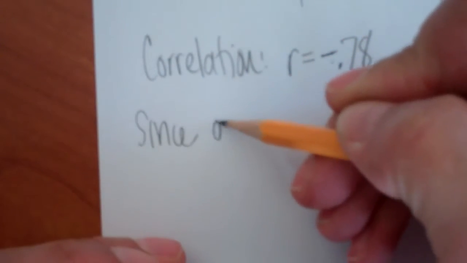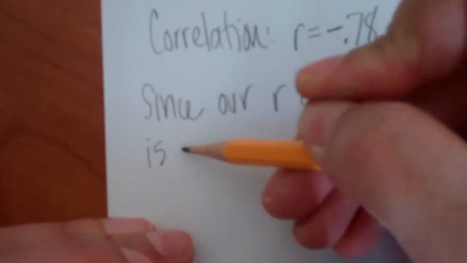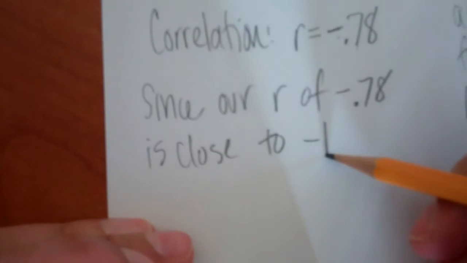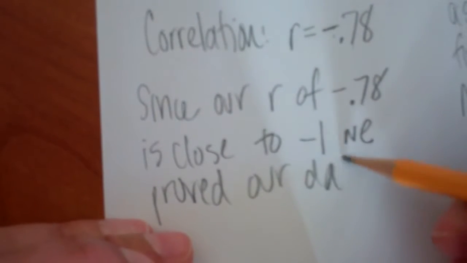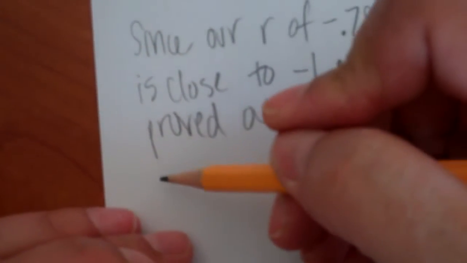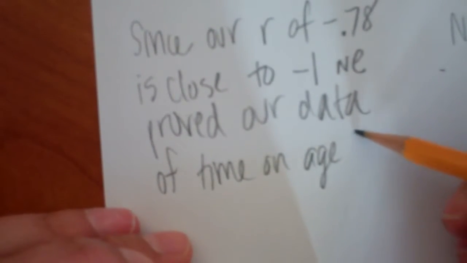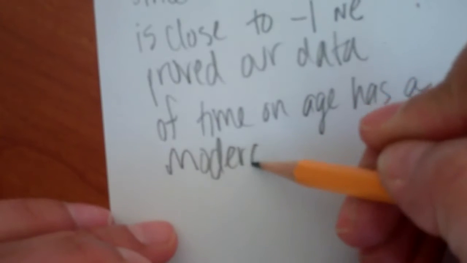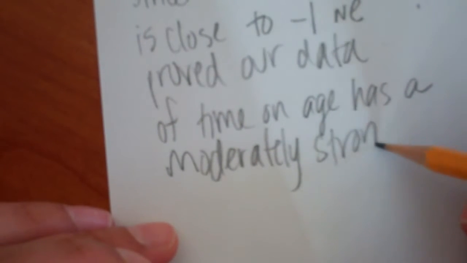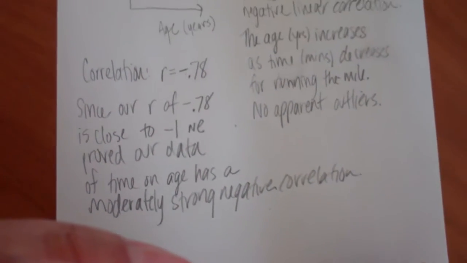So since our R of negative 0.78 is close to negative 1, we proved our data of time on age has a moderately strong negative correlation. So here's what it looks like.